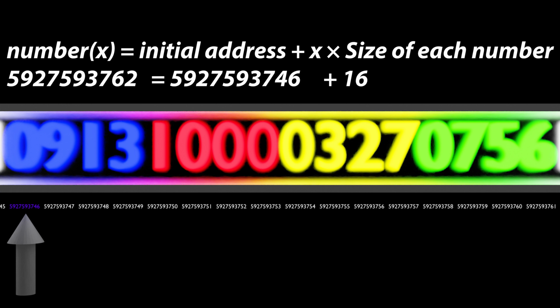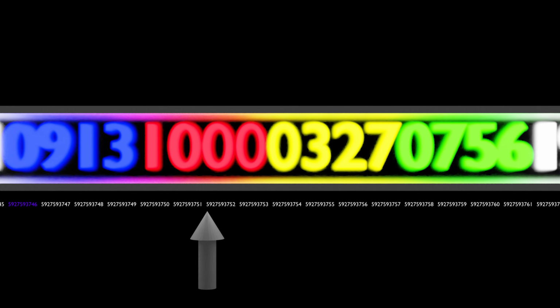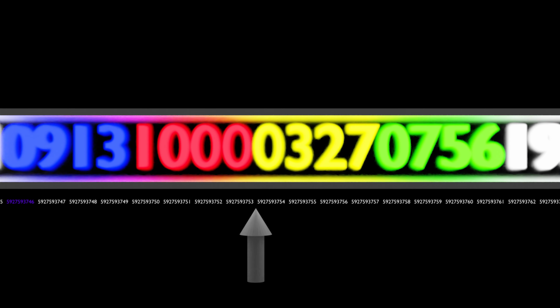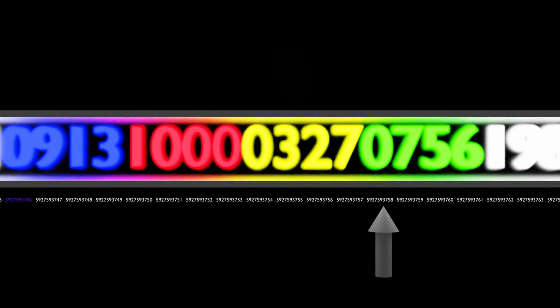In this case, 16, because we start the initial address and we add 4 times the size of our number, which is 4. 16. Boom! We've gotten ourselves the 4th number on the list. Except, those of you who were actually paying close attention might have realized that this isn't the 4th number. This is the 5th number.